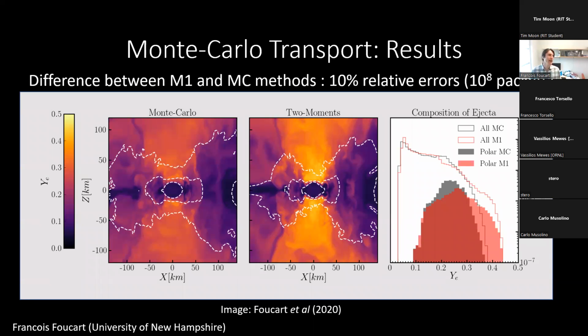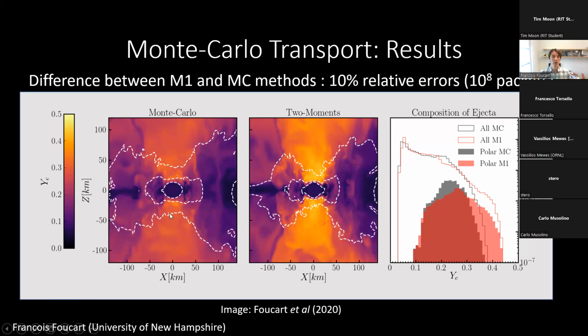Right? So that's the kind of error that we expect in the two-moment scheme with our best estimate of the energy spectrum of neutrinos. The errors are larger for other estimates of the energy spectrum when compared with Monte Carlo. And I should make a note here of the actual cost of these simulations. This simulation here used about 100 million packets per neutrino species. And we use 3 species: electron neutrino, electron antineutrino, and then 1 species gathering all of the other neutrinos.